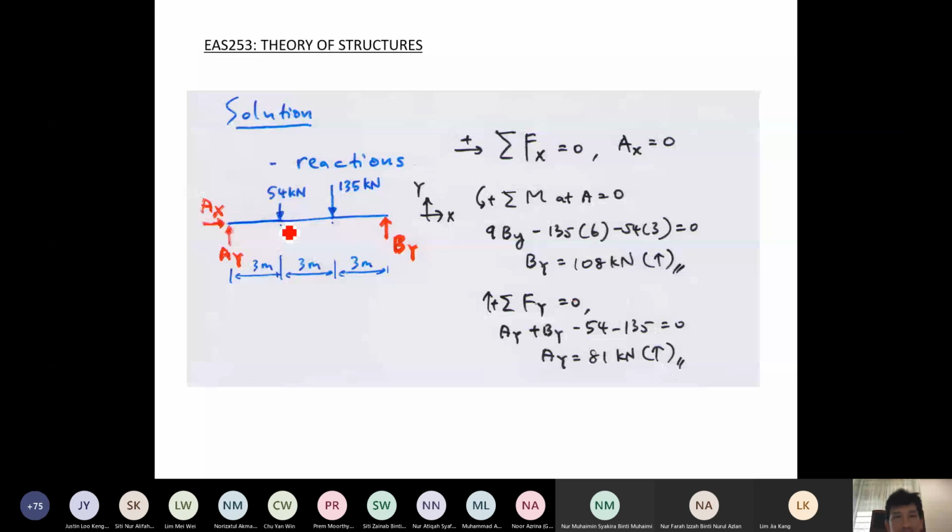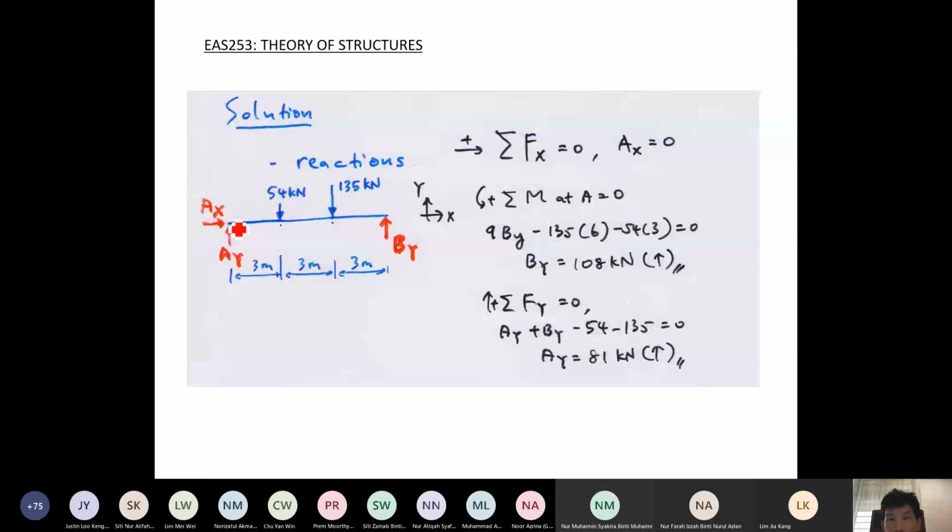It shows the variations at each section, starting from the left-hand side until the end of the beam. So along the whole axis of the beam, how does the shear force change? That is the shear force diagram. And how does the bending moment change from the section on the left until the end of this beam? That is the bending moment diagram.